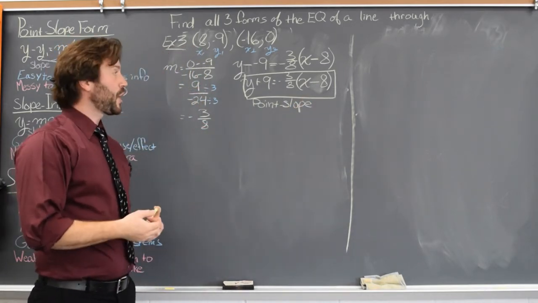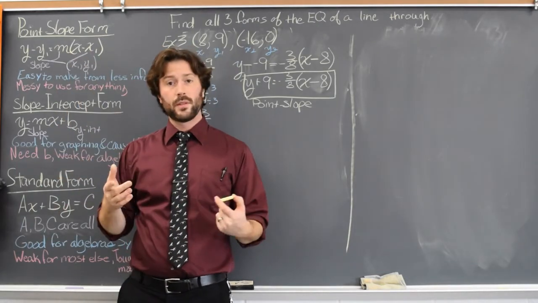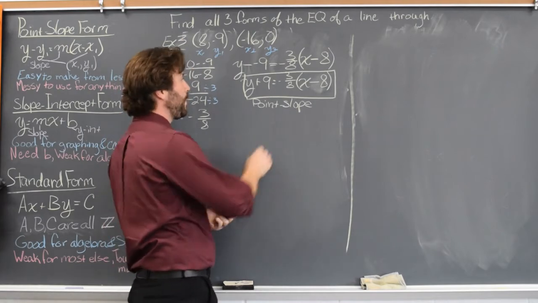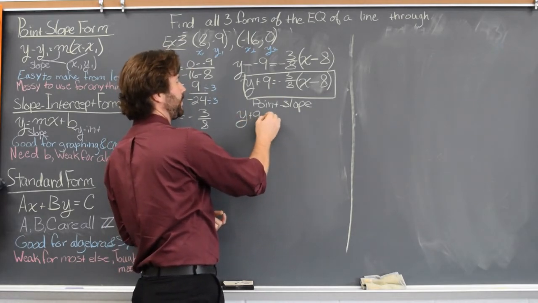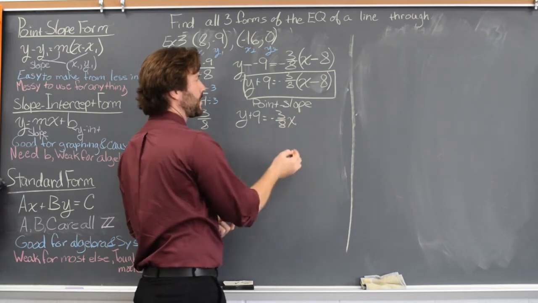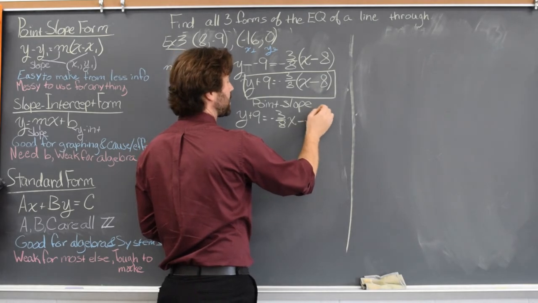Okay, then, if we want to change this to slope intercept, the big difference is we need to get rid of those parentheses, distribute, and isolate that y. So we'll start with distributing that negative 3/8. So y plus 9 equals negative 3/8 x, bring down that minus sign, negative 3/8 times 8.